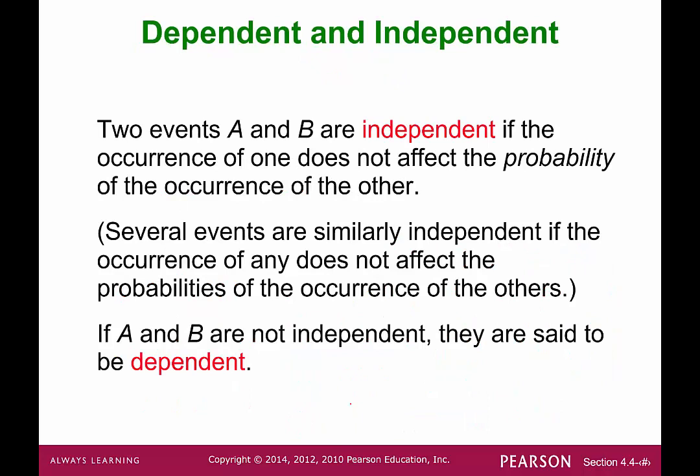Two events A and B are independent if the occurrence of one does not affect the probability of occurrence of the other. Several events are similarly independent if the occurrence of any does not affect the probability of the occurrence of others. If A and B are not independent, they are said to be dependent.